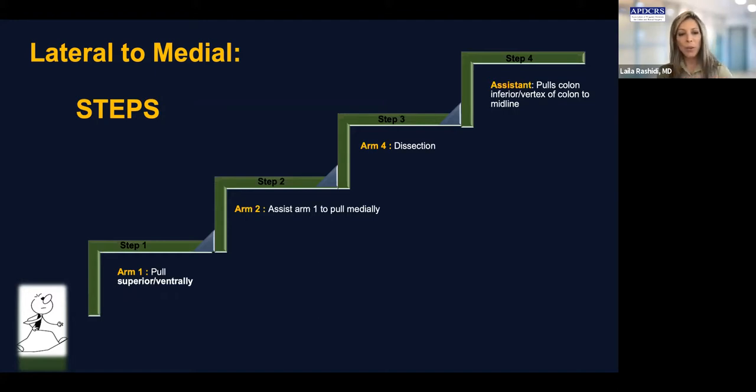This is important. So I usually use my arm 1, which is the non-dominant arm, to pull the bowel superiorly and ventrally, okay? And I'll show you that in the video. And then your arm 2, the other non-dominant, is assisting arm 1 to pull the bowel in a medial and caudal position. Arm 4, which is your main arm, is doing the dissection. So that's very important. And your assist is pulling everything in a medial fashion. So it's really important to use your arms correctly.